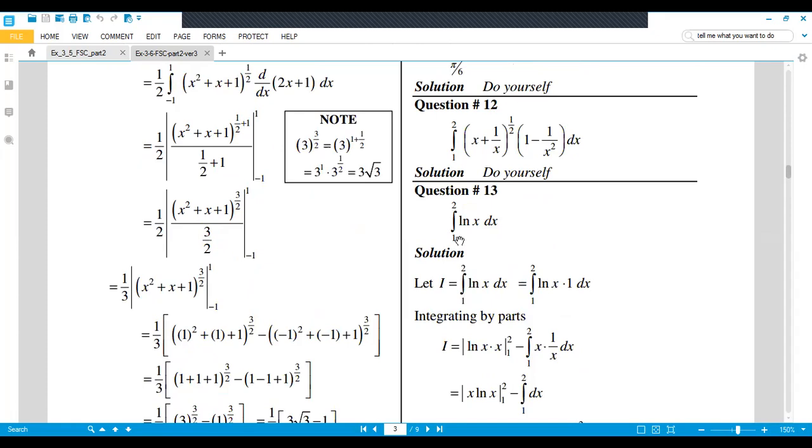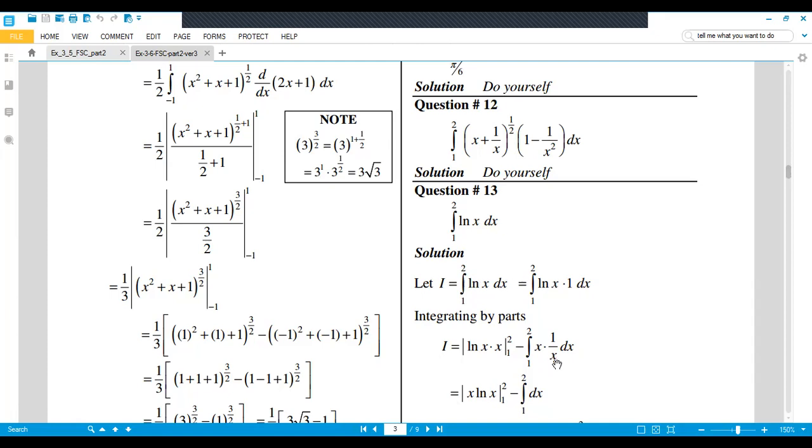Here you have lower limit 1, upper limit 2, natural log of x dx. So natural log of x, you know that we can't solve it directly, so we solve it by integration by parts. We multiply with 1. So how can we solve it by integration by parts? The first term natural log of x we write as it is, the second term 1, its integral is x, so upper limit minus lower limit, minus whole integral of x times the derivative of natural log of x, which is 1 over x.